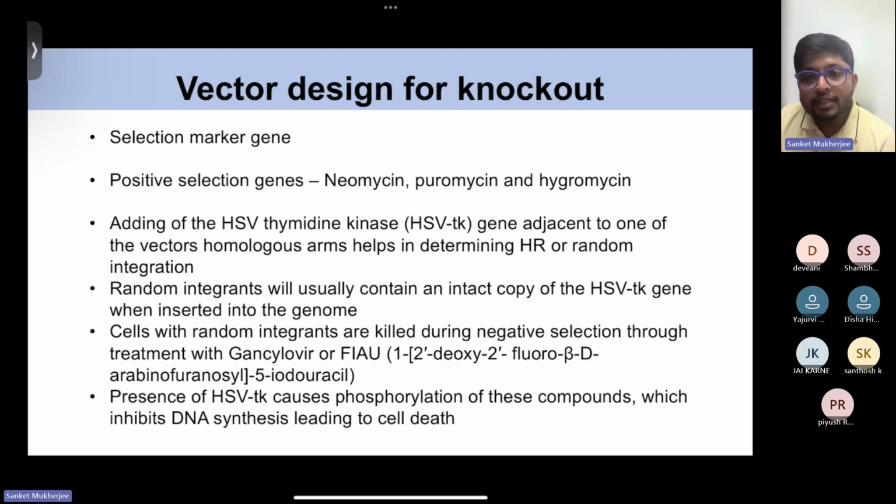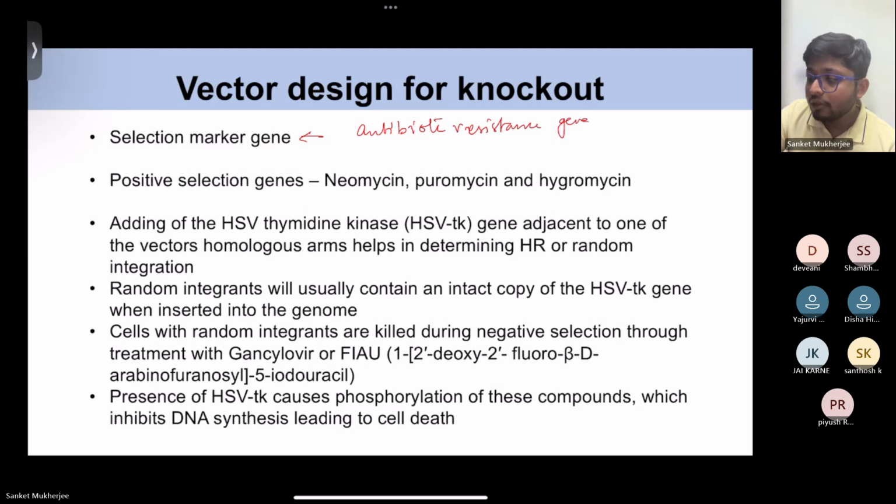Now, how to design a vector for knockout? As we already know, like a normal vector, whose characteristics we have already discussed, we would have a selectable marker gene. This selectable marker gene could be an antibiotic resistance gene, which would let you know whether your knockout or knock-in has happened or not. How would you know that? For that, you need a selection marker gene. Positive selection genes are like neomycin, puromycin, and hygromycin.